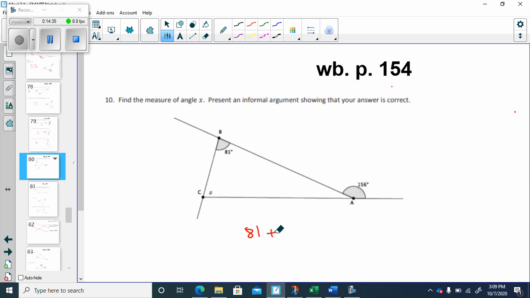81 plus x would give me 156. How do I get to just this x? I could subtract 81 from each side. X then would be equal to 156 minus 81, which would give me 75. That is 75 degrees. X is 75 degrees here. Is that right? Add 75 and 81 and see if it gets me 156. And it does.